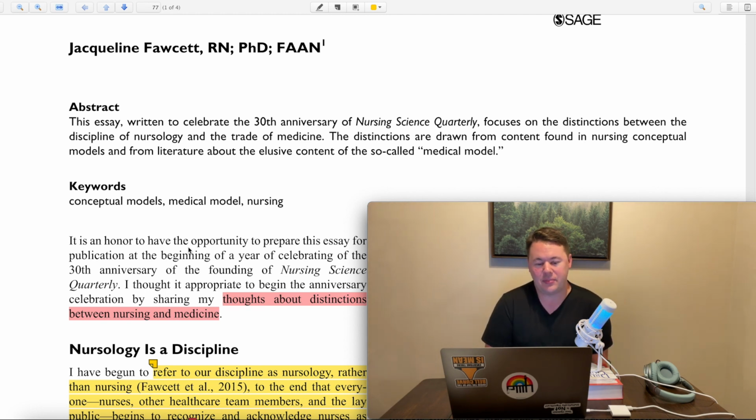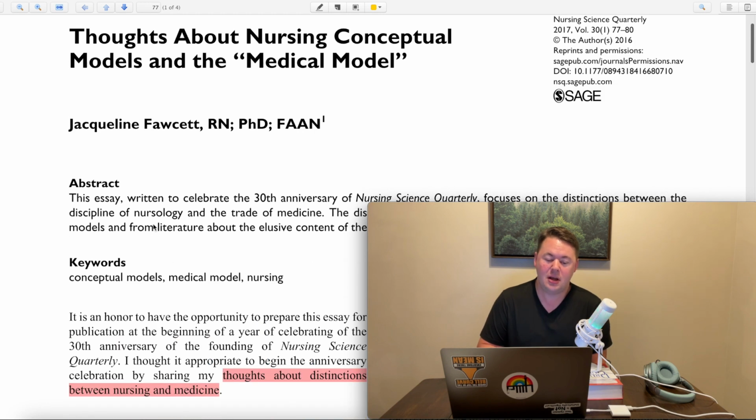But I'm going to start with this one because, as you can see on the screen with the title, Dr. Fawcett is trying to, or what she ends up doing in this paper, she thinks, is delineating explicit and implicit distinctions between the nursing model, or in this case, models, which is one of the first issues I have with the paper, is the fact that she lays it out as though, even though she says nursing conceptual models, the argument seems to be delineating nursing, or nursology, in her words, from the medical model, which she claims doesn't exist.